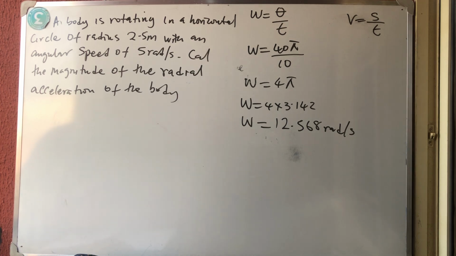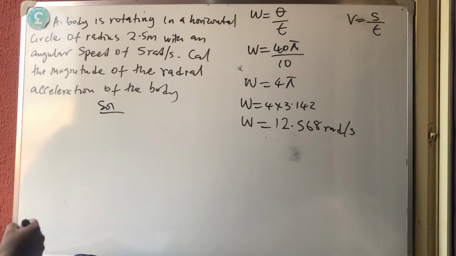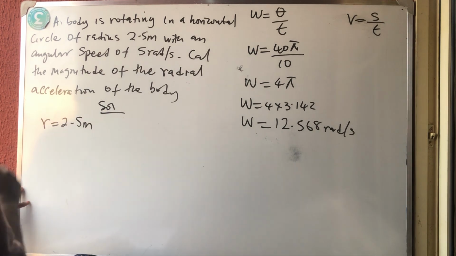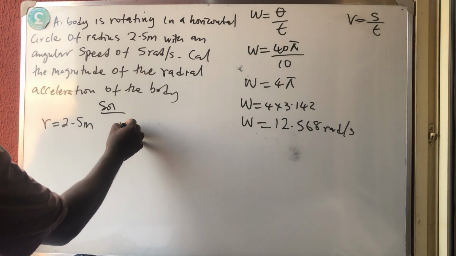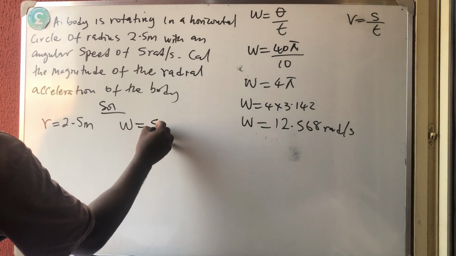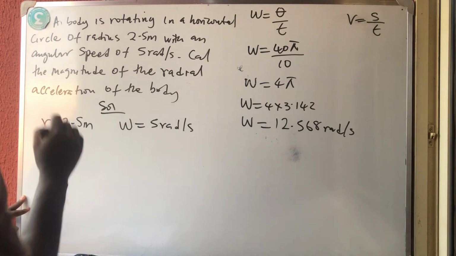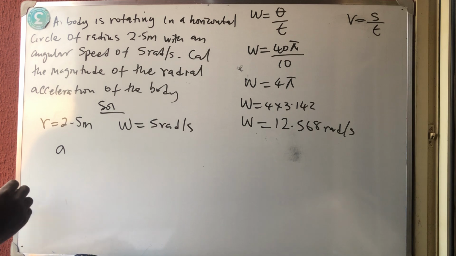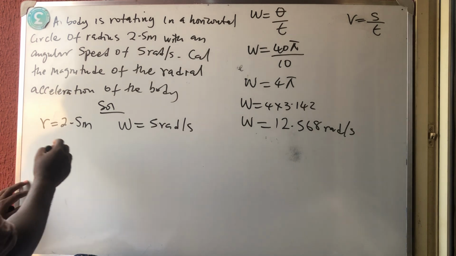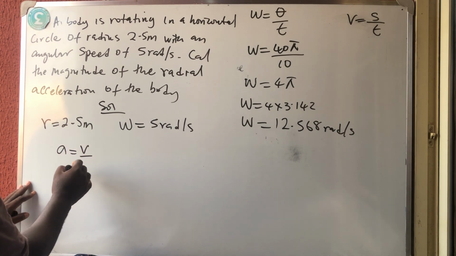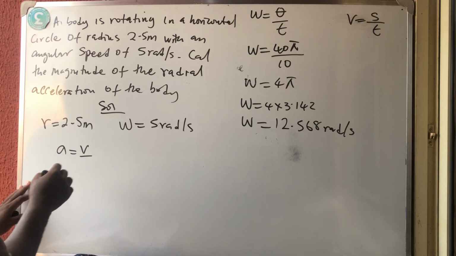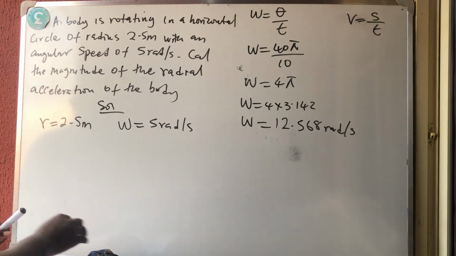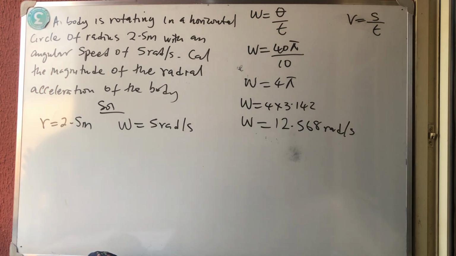Okay, solution. Let us bring out what they gave us. They gave us the radius r, which is 2.5 meter. They gave us the omega, the w, which is 5 rad per sec. They now say we should calculate our a. Okay, don't forget that a is velocity over time, but there is no time. Okay, but there is something we can do.